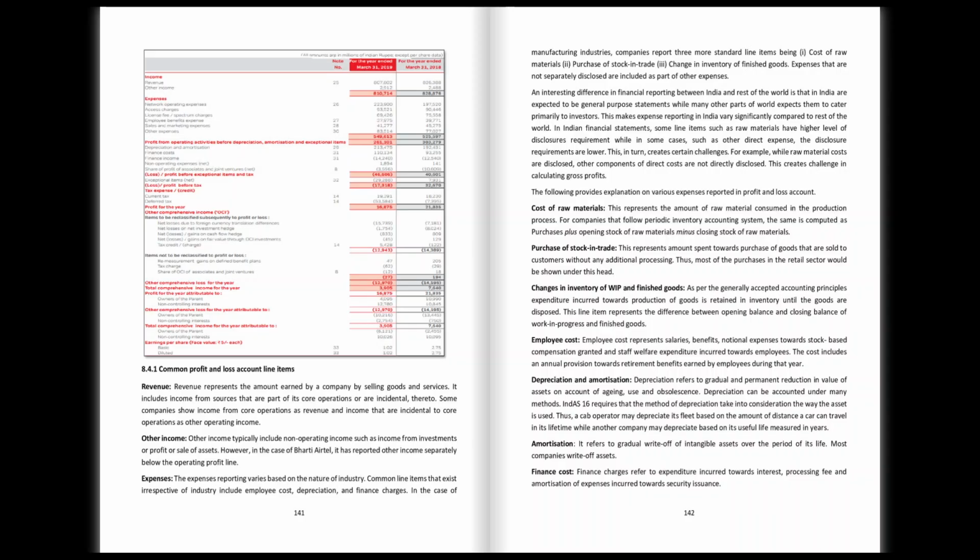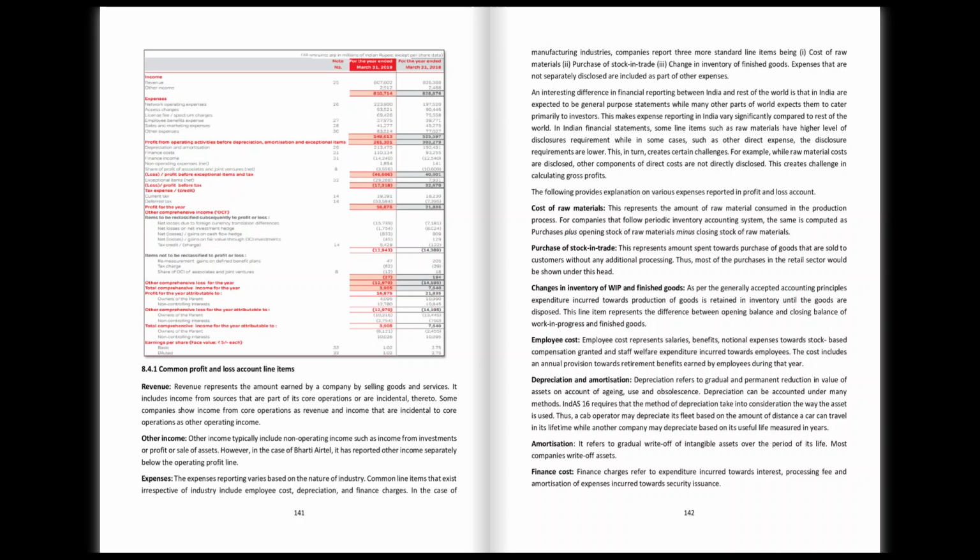Employee cost represents salaries, benefits, notional expenses towards stock-based compensation granted, and staff welfare expenditure incurred towards employees. The cost includes an annual provision towards retirement benefits earned by employees during the year.